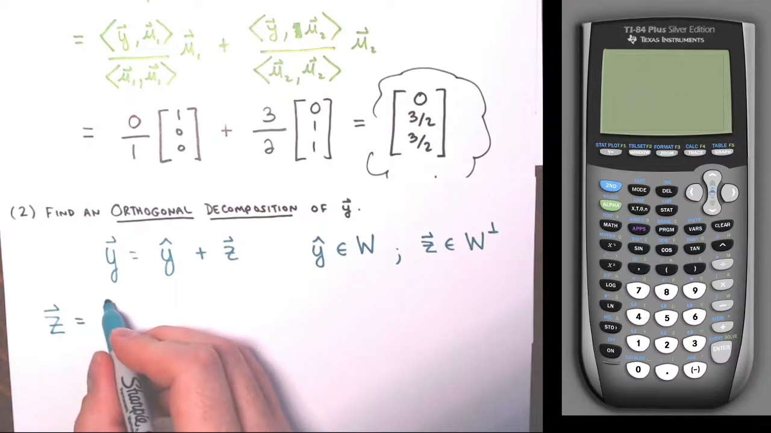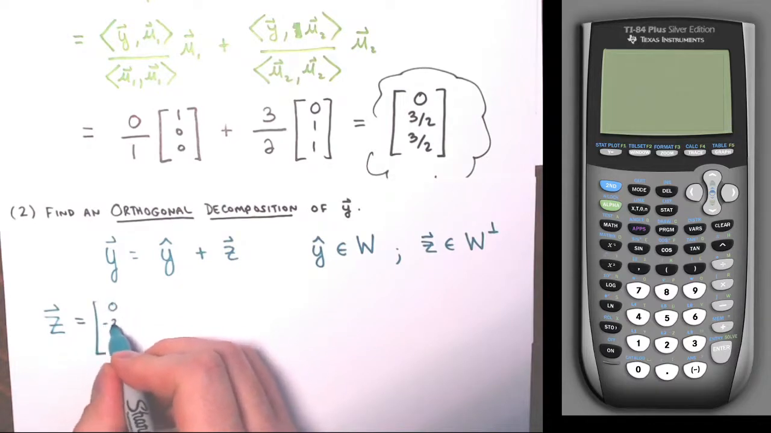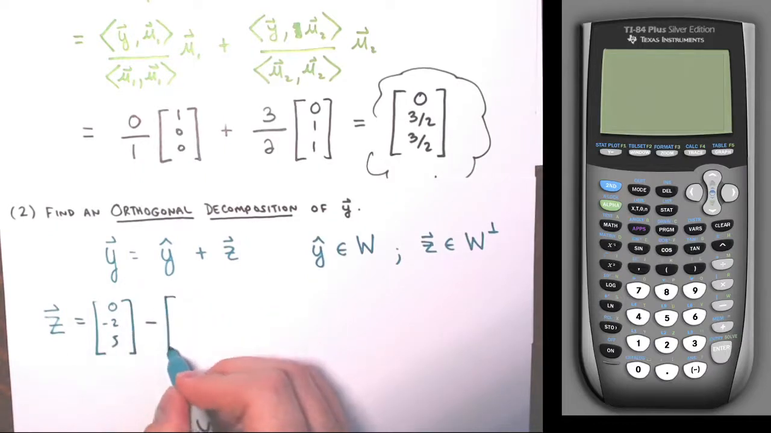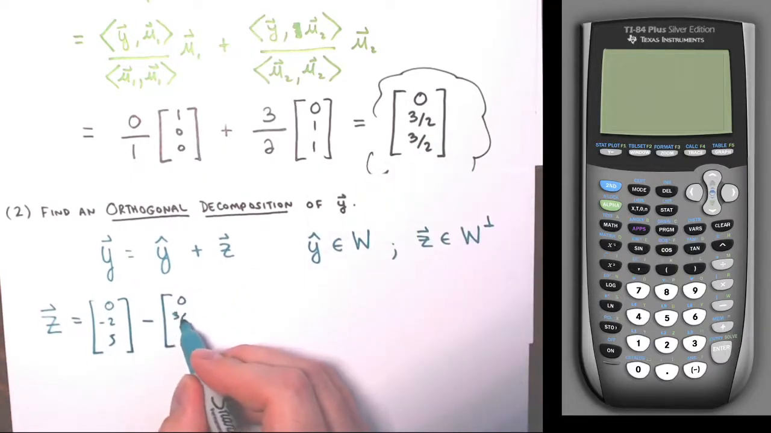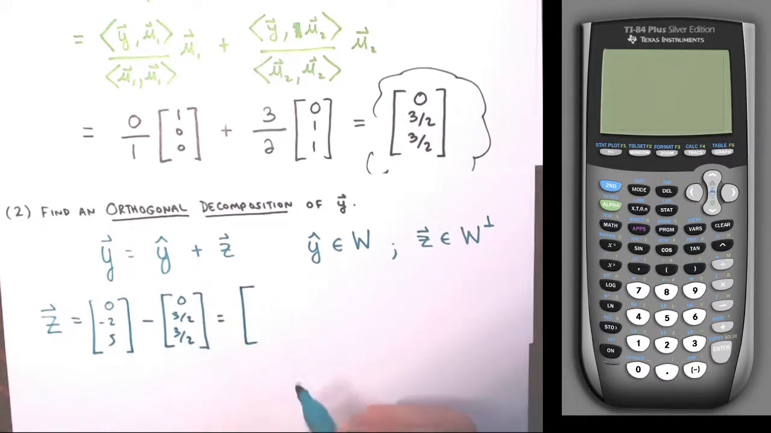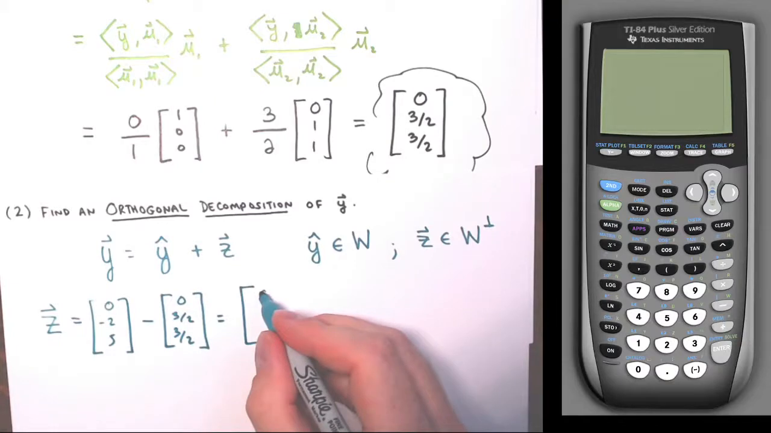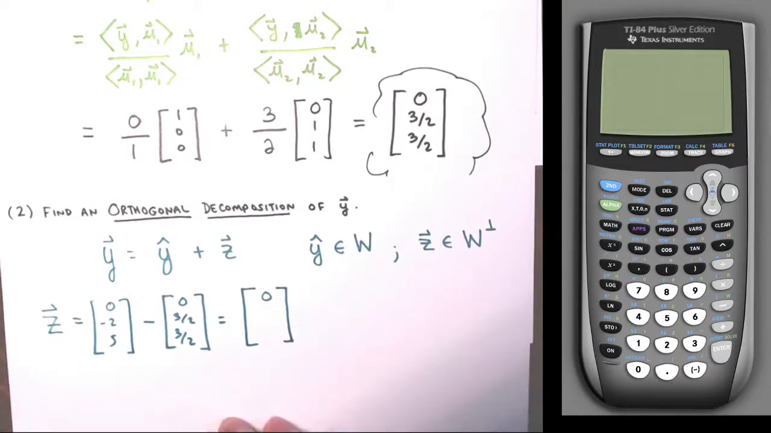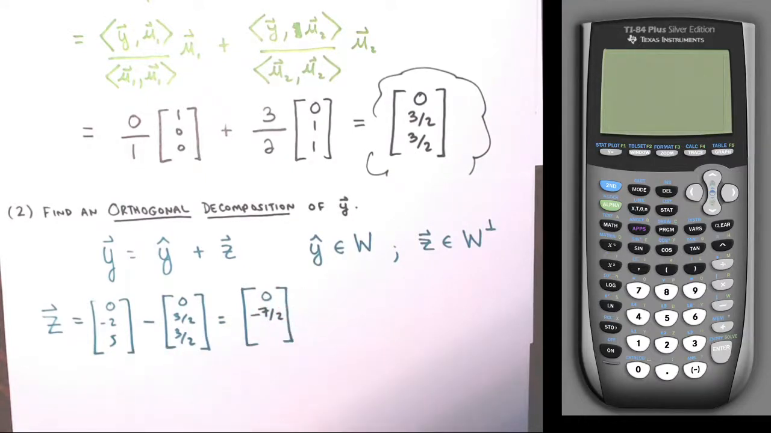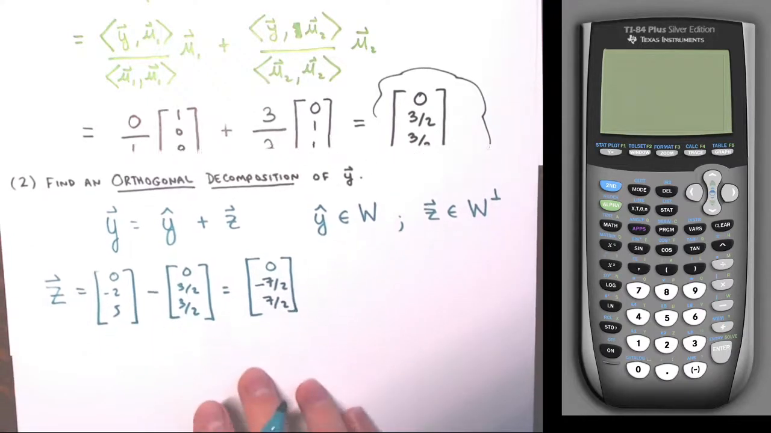Z is y, which was 0, negative 2, 5, minus y hat, so minus this 0, 3 halves, 3 halves. Putting those together, we're getting 0 for the first component. Then this is negative 4 halves minus 3 halves, which would be negative 7 halves for the second component. And then 10 halves minus 3 halves would be positive 7 halves for the third component. All right, so there we go.